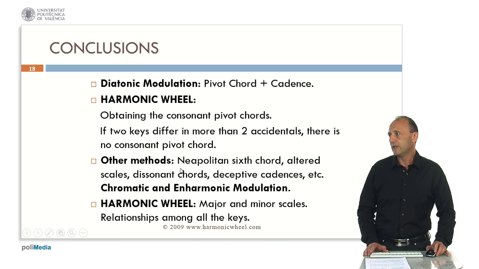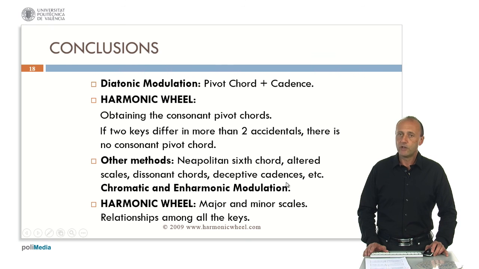In these cases, we have to use other methods to modulate. For example, we can use the Neapolitan 6th chord, altered scales, dissonant chords, deceptive cadences, etc. And of course, we can use other kinds of modulations apart from the diatonic, which are chromatic and enharmonic modulation.